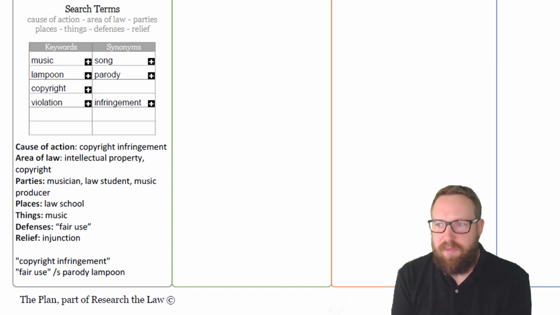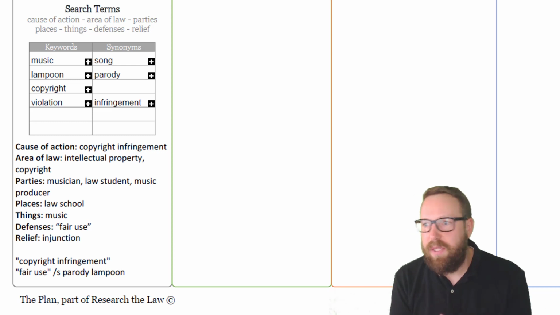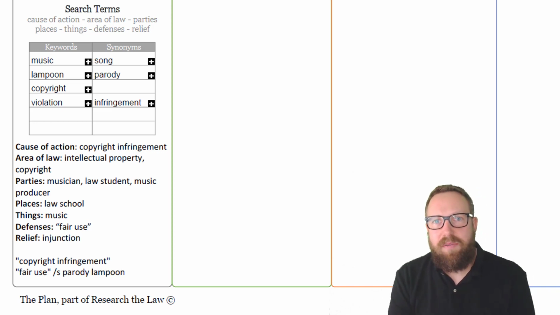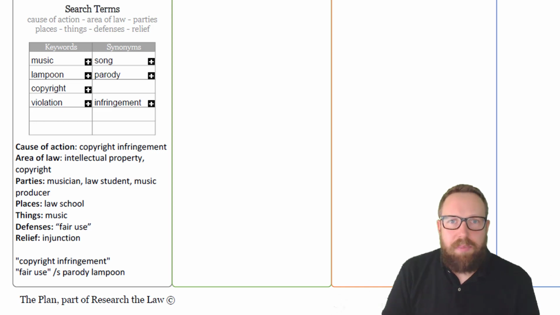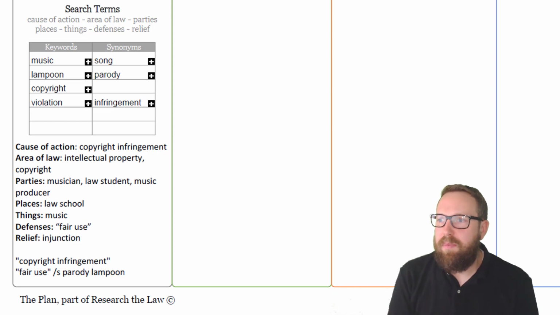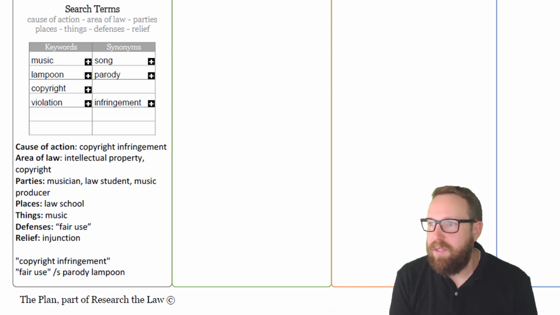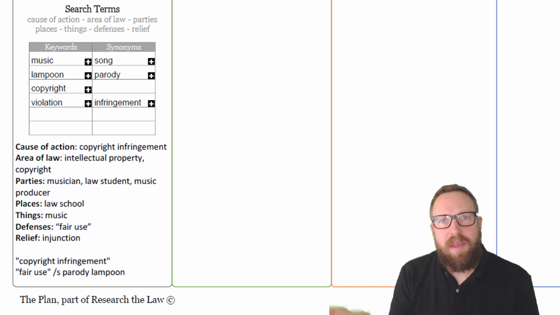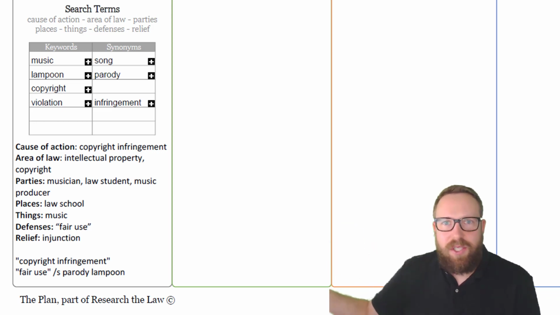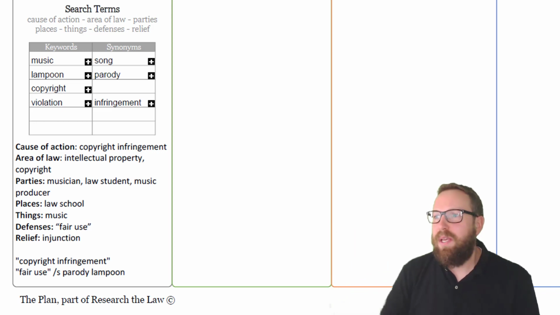Skipping to defenses, fair use might be a defense to copyright infringement, so we write that down. And then we need to come up with synonyms. So she's kind of making fun of law school, which is like a lampoon or a parody. So I put in the synonym there, parody. I was thinking copyright violation, that might go as an infringement, so that's a synonym. So anyway, just spend some time thinking about the vocabulary, because you're trying to match up the vocabulary that lawyers use and that judges use, that legislators use. So we need to have a wide variety of search terms.